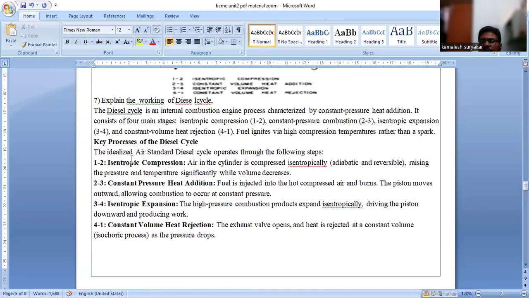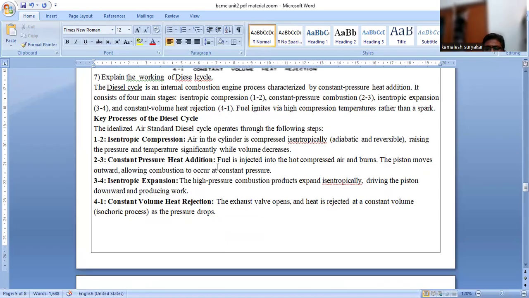As per the definition, the diesel cycle is an internal combustion engine process characterized by constant pressure heat addition. So heat addition is done at a constant pressure process. The four main steps in this one are isentropic compression, 1 to 2 process, constant pressure combustion, 2 to 3 process, isentropic expansion, 3 to 4, and constant volume heat rejection, 4 to 1. The fuel ignites via high compression temperature rather than a spark. So here we don't use any spark. Due to the high compression, it will ignite.